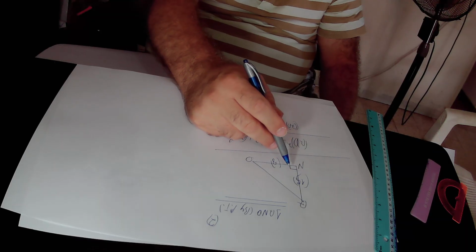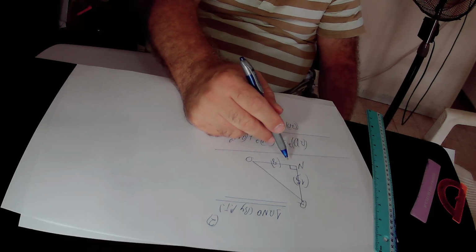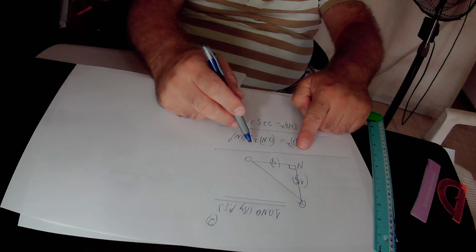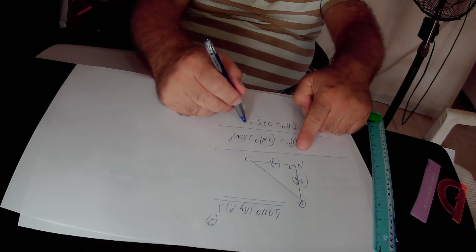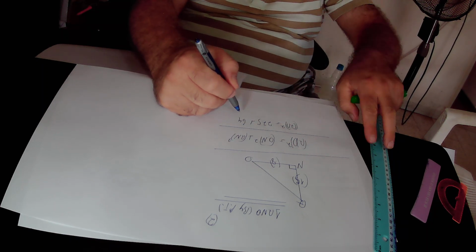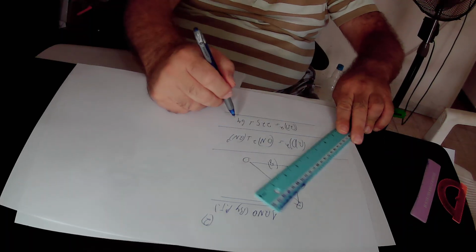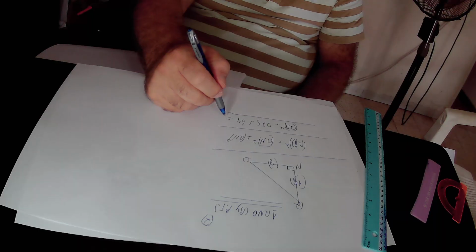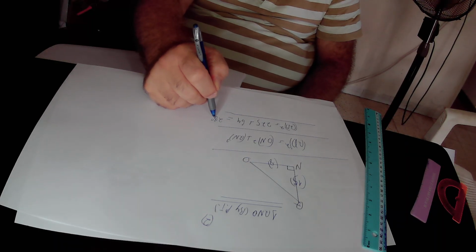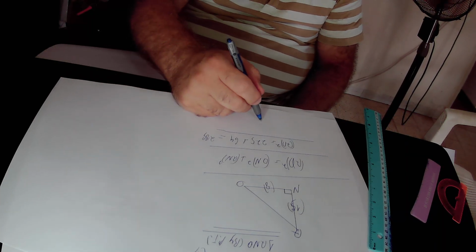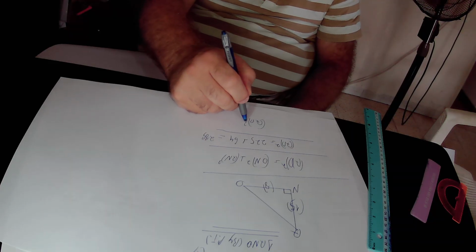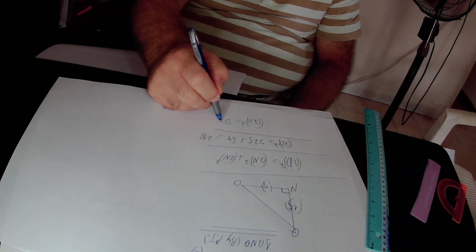QN is 15, therefore QN squared is 15 squared, that is 225, plus ON squared. ON is 8, therefore ON squared is 8 squared, that is 64. So in total we found out that QO squared equals 225 plus 64. 225 plus 64 is 289. So QO squared is equal to 289.